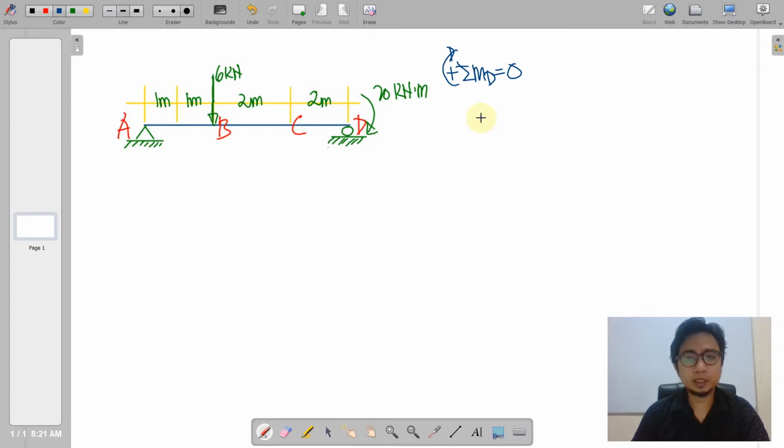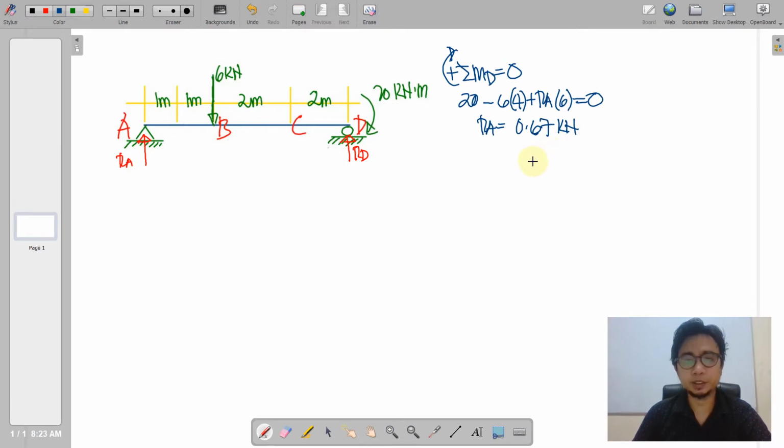So we take moments at D in order to solve for RE. We have 20 minus 6 times moment arm 4. Of course, we wanted to place there your assumed reaction, so that RE would have a clockwise rotation, so that is plus RE times moment arm of 6. So all of this will be equal to 0. So that RE is equal to 0.67 as computed.